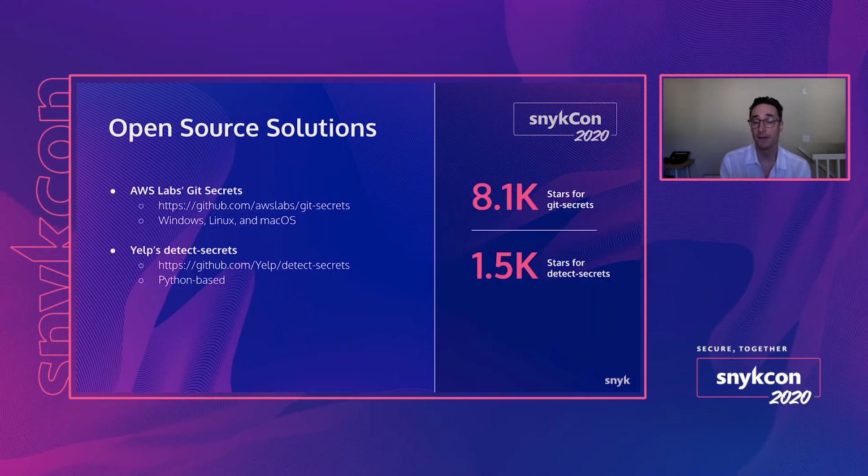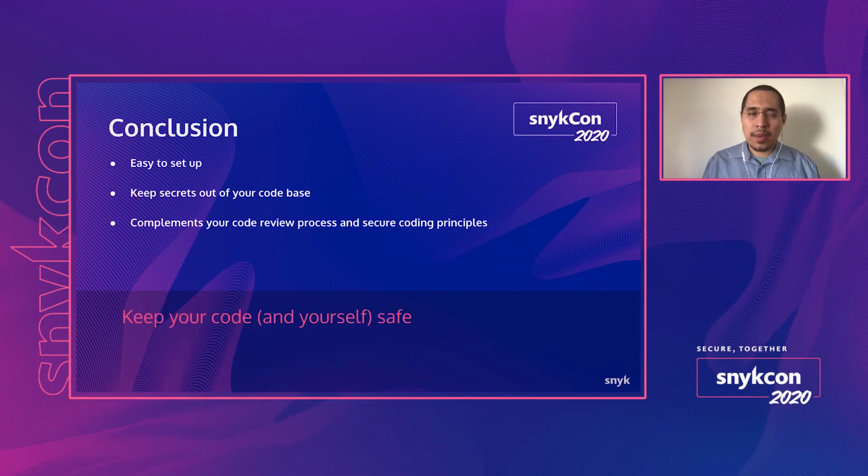So you might not necessarily want to write your own solution completely from the ground up, as we did with ours. If that's the case, there are open source solutions out there to help you. Two notable examples are these two here, one provided by AWS and the other Yelp's Detect Secrets, both of which are based on using Git hooks. So whatever approach you use, make sure it works for what you're trying to achieve.